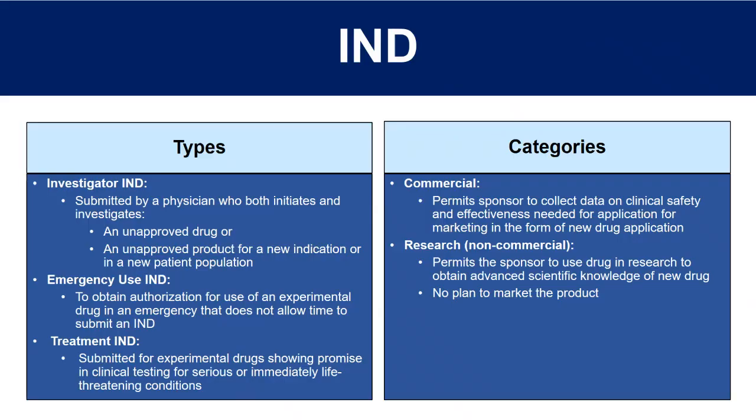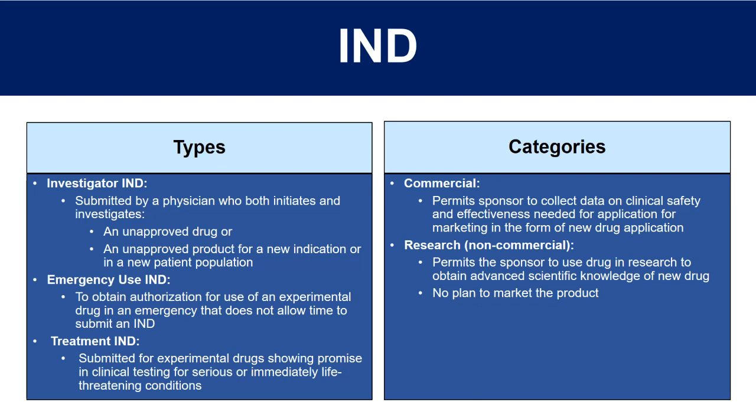The next slide provides the types of IND. We have three types of IND and two categories of IND. The investigator IND, the emergency use IND, and the treatment IND. The investigator IND is for an unapproved drug or product for a new indication, new patient population, or new dose, submitted by a physician who both initiates and investigates the new drug. The emergency use IND is used in emergency situations, and the treatment IND is used mostly in serious or immediately life-threatening situations.